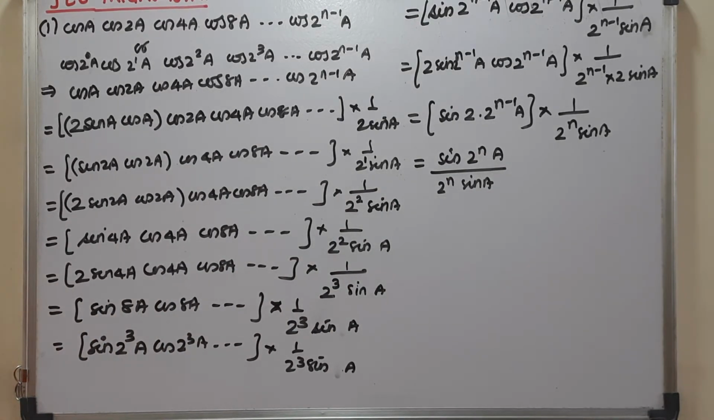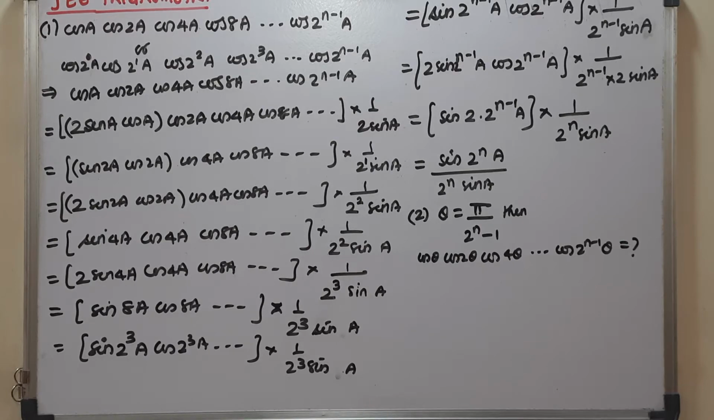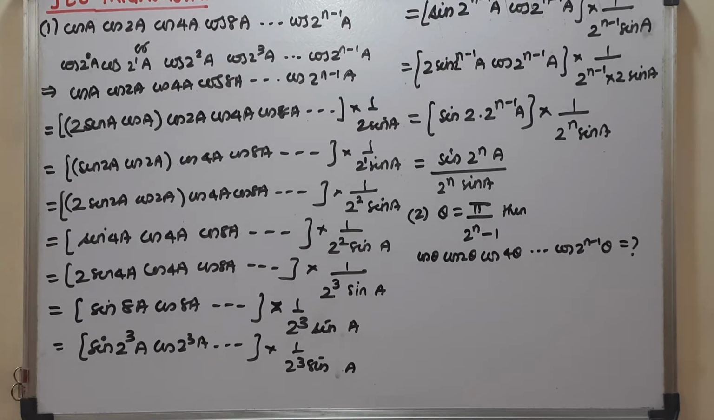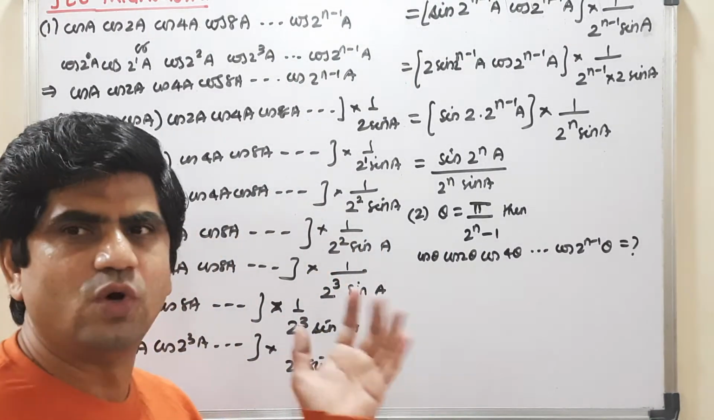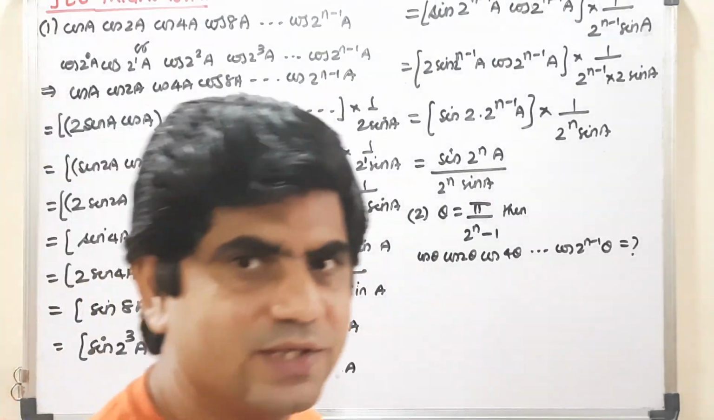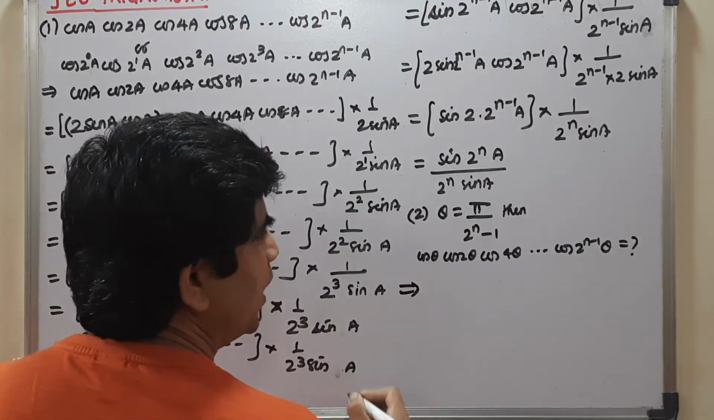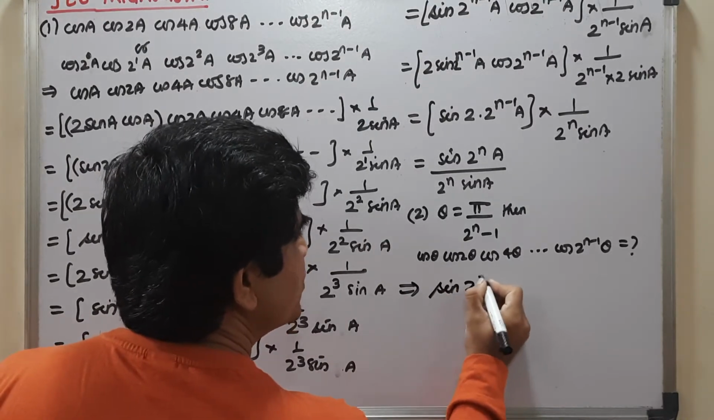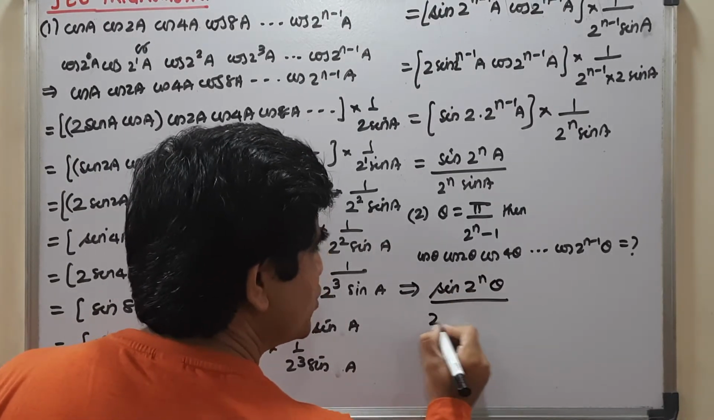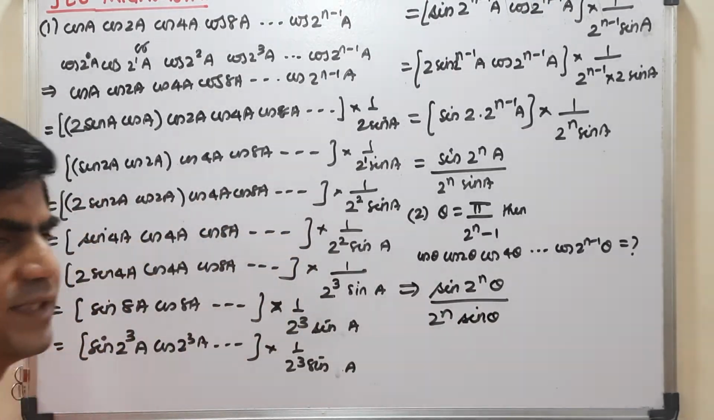Now I will take one question based on it so that the idea gets clear. So going by the question, theta is given as pi by 2 raised to n minus 1, and the product of cos theta, cos 2 theta and cos 4 theta and so on is taken up to cos 2 raised to n minus 1 theta. So we know the direct formula. The formula, as I told you how I remember it, is I write here sine 2 raised to n theta, and down I write 2 raised to n, and then sine theta. Barabar, this is your formula.